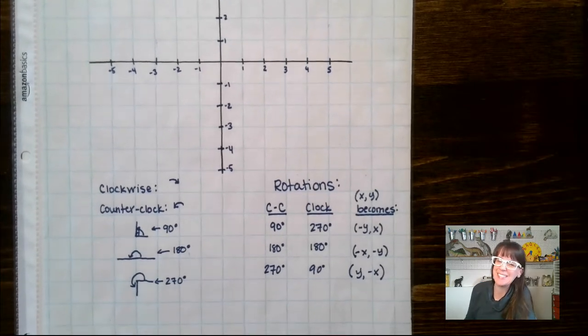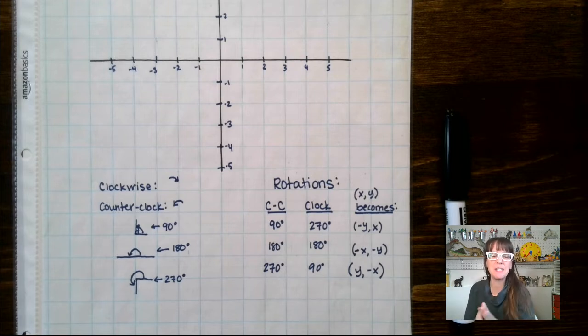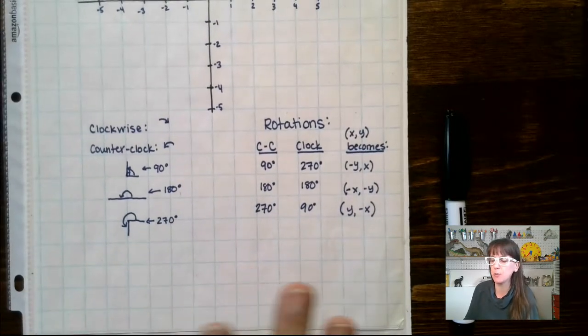Hi friends, welcome back. Today we're going to talk about transformations. We are going to be transforming shapes when they're on the coordinate plane, and we're going to be rotating them around. The easiest way I found to do this is to use this little cheat sheet.